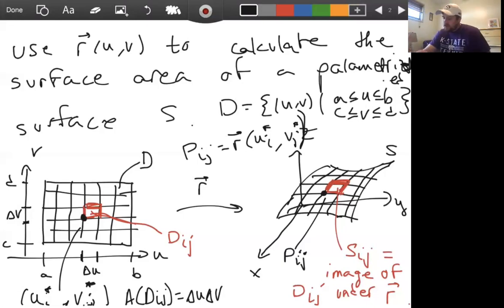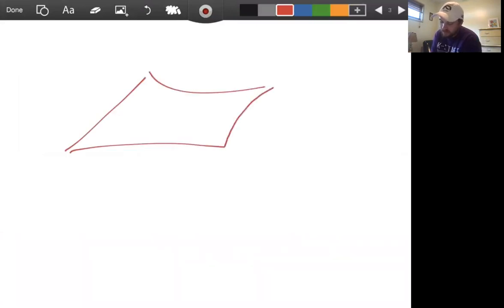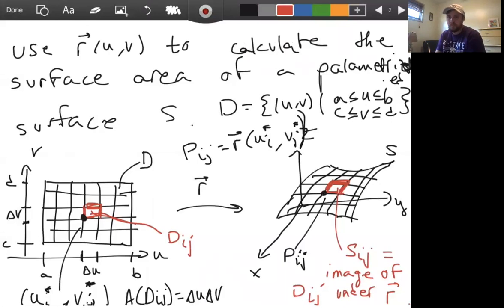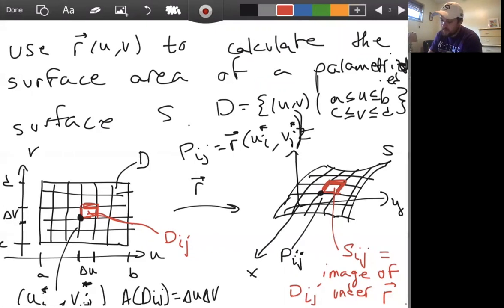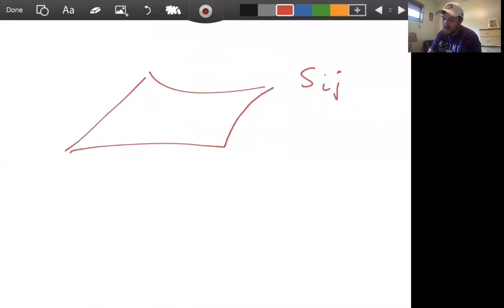Now let's focus our attention on this Sij. And so what we have is some Sij here, which is just one piece that's been defined by the image of the grid lines in the domain, right? And so we have this point Pij here. And now the question is, how could we approximate this area?